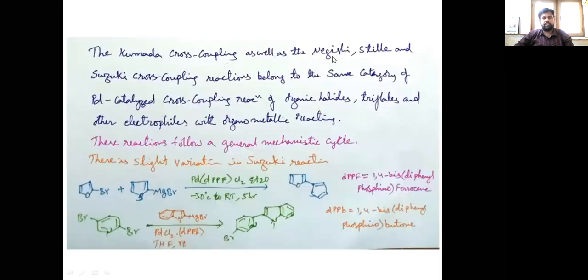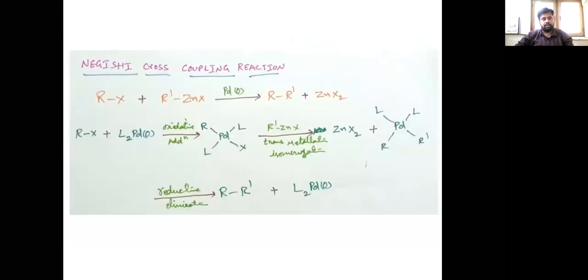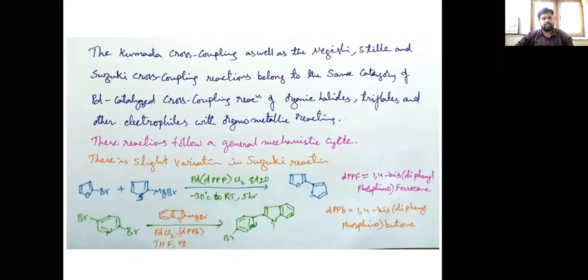The Kumada cross coupling as well as the Negishi, Stille, and Suzuki cross coupling reactions belong to the same category of palladium catalyzed cross coupling reactions of organic halides, triflates and other electrophiles with organometallic reagents. So these reactions follow a general mechanistic cycle. In all the catalytic cycles of these cross-coupling reactions you have seen, one is carbon-carbon single bond or carbon-carbon double bond, another is carbon-oxygen bond, carbon-nitrogen bond, and here you can see the carbon-carbon bond again. These are different reactions but follow the same general mechanistic cycle, the catalytic cycle of palladium.